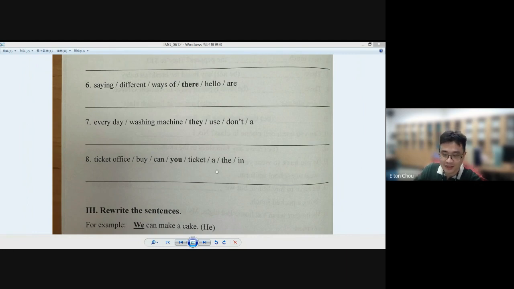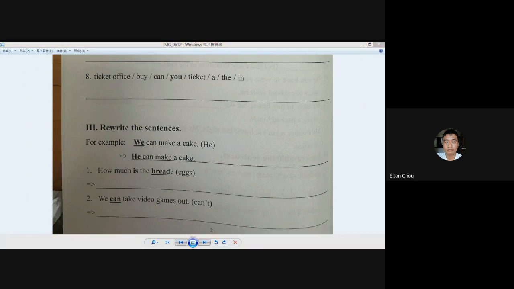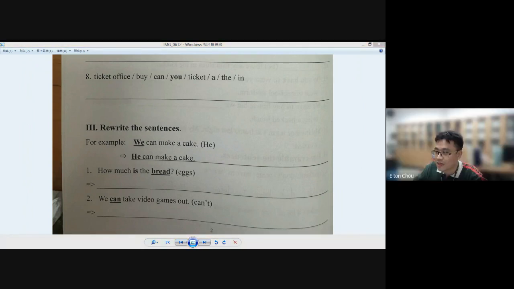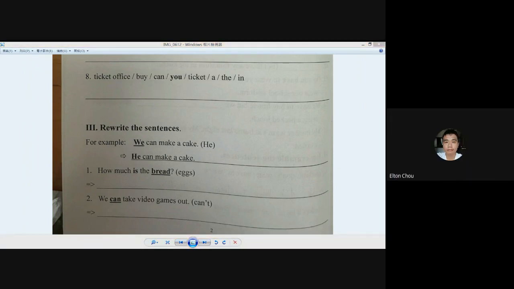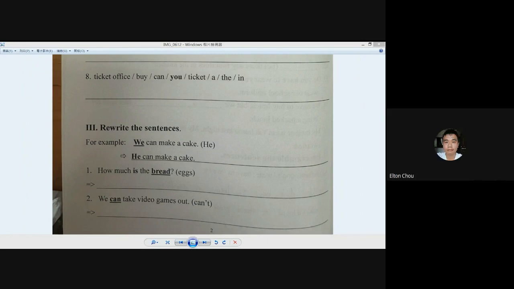Okay, great. Rewrite. How much is the egg? How much is the bread? We change it to eggs, right? We change it to eggs. How much? For example, we can make a cake. He can make a cake, right? How much is a cake? How much are the eggs, right?